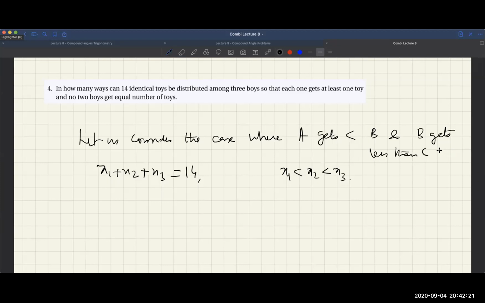Okay, so I'm informally writing it. So I say let's consider the case where A gets less than B and B gets less than C. Okay, and they should be unequal. That's why we are getting this. So this is one particular case.